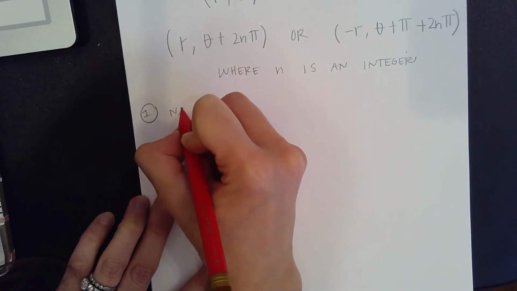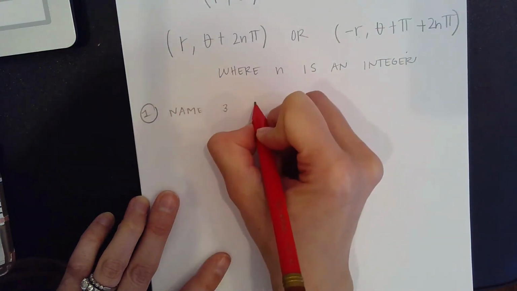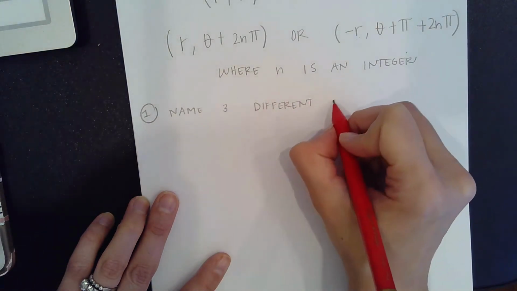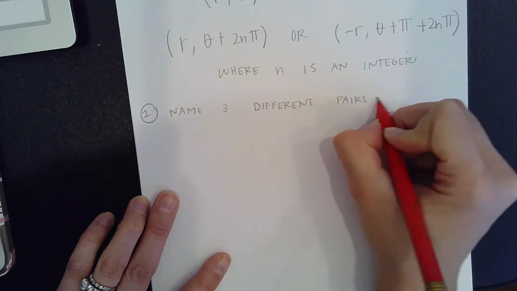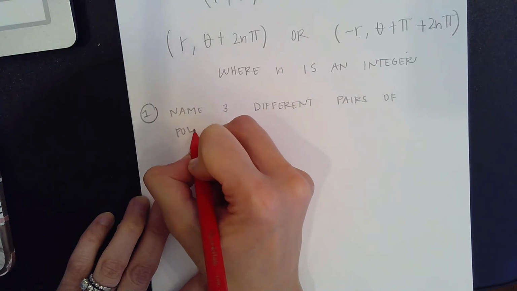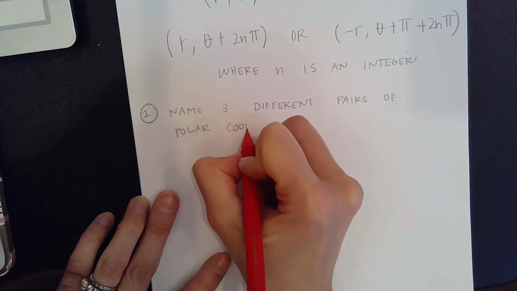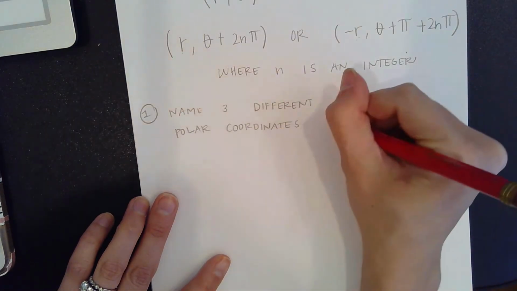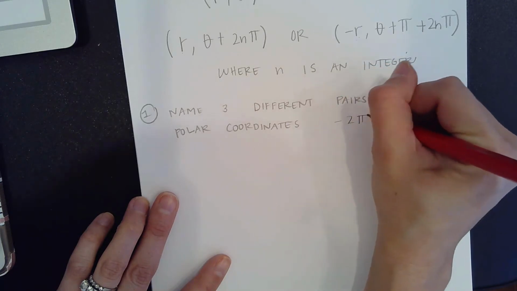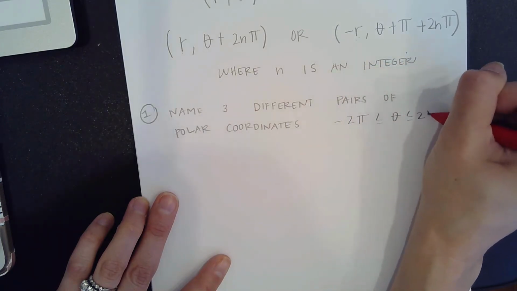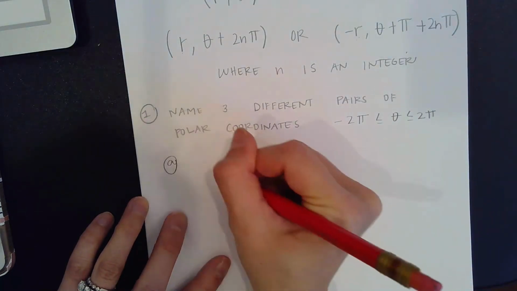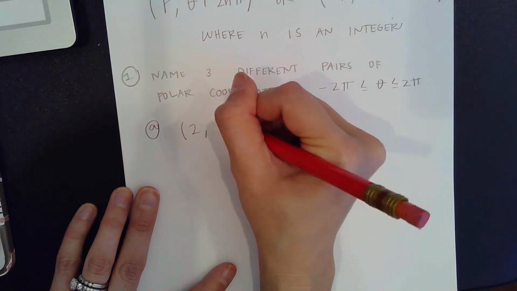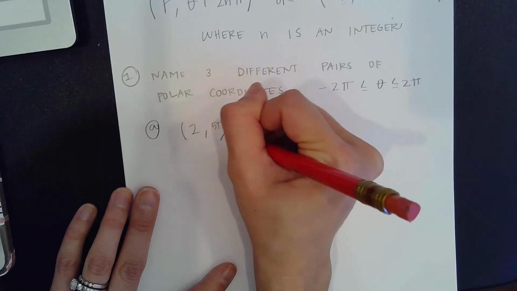All right, name 3 different pairs of polar coordinates where theta is between negative 2 pi and 2 pi. Let's look at this one here: a radius of 2 and 5 pi over 3.